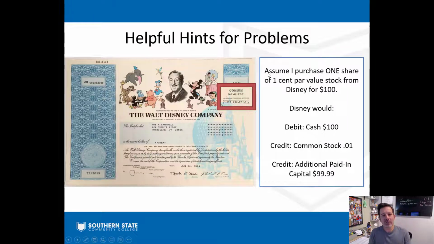But to tell you what par value is, it's an arbitrary number assigned to the stock to serve as the base value, I guess you could say, of that share of stock. So assume I bought 1 share of Disney, with a 1 cent par value, but I paid $100 to Disney on the IPO when they sold it. Disney would debit cash $100, and then they would credit that common stock account 1 penny. And the remainder of my $100 would go to additional paid-in capital.